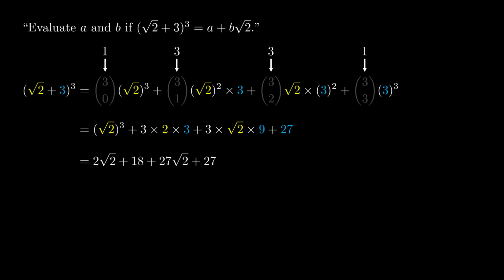And then we collect the root 2's. So I've got 2 of them, 27 of them. That gives me 29. And then I add the regular numbers as well. So we get 45 plus 29 root 2. Okay. We were after a and b. Well, just compare it. We get a is 45, b is 29. Okay, and so that's how we can expand those brackets.